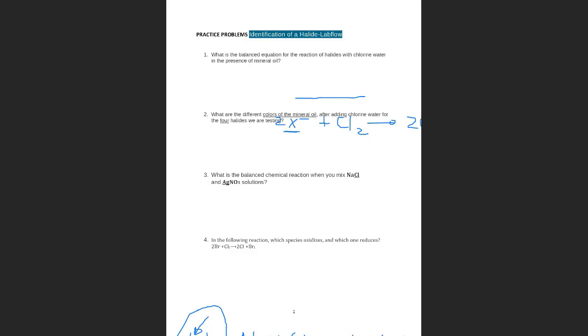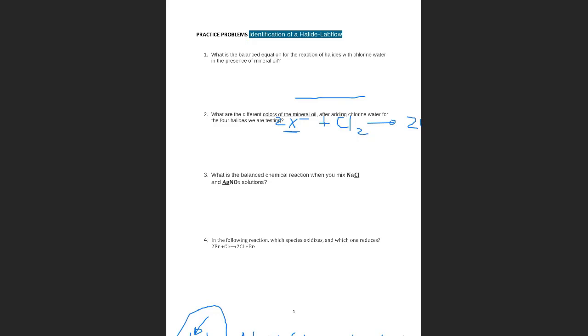And let's go to number 4. In the following reaction, which species oxidizes and which reduces? Who can tell me that? What is the oxidation state of bromide? We look at the charge. Halogens, negative 1. All the group 7 has -1.